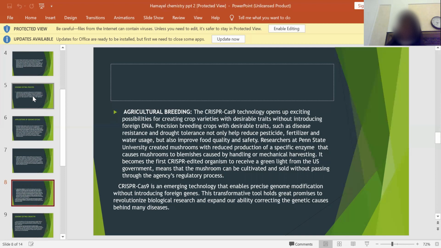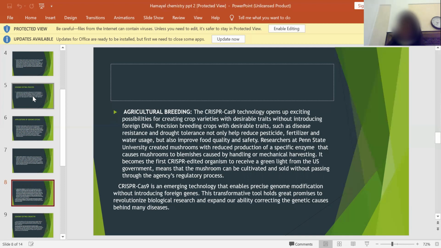The CRISPR-Cas9 technology opens up exciting possibilities for creating crop varieties with desirable traits without introducing foreign DNA. Precision breeding of crops with desirable traits such as disease resistance and drought tolerance not only helps reduce pesticide, fertilizer and water usage, but also improves food quality and safety.